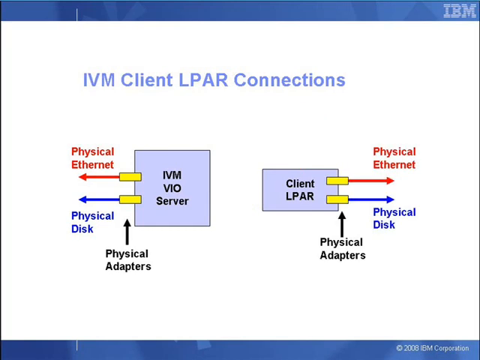Also, for our Power 6 based machines, we have this option of putting a physical adapter, as we've seen in this movie, into the client logical partition directly. These could be Ethernet or disk adapters, and so a client logical partition could be using these adapters to get to the outside world.